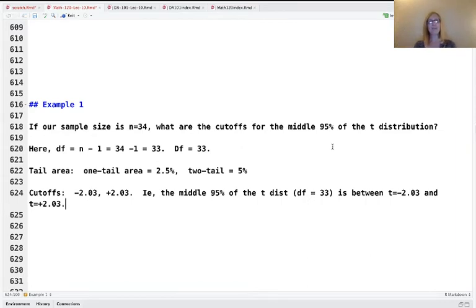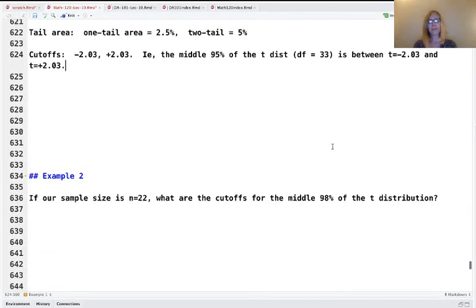Pretty easy, right? It's got a different structure. Be careful, don't get confused with the z-table. It has to be set up differently because the t-distribution has degrees of freedom. But there it is. We're going to do another example right now.